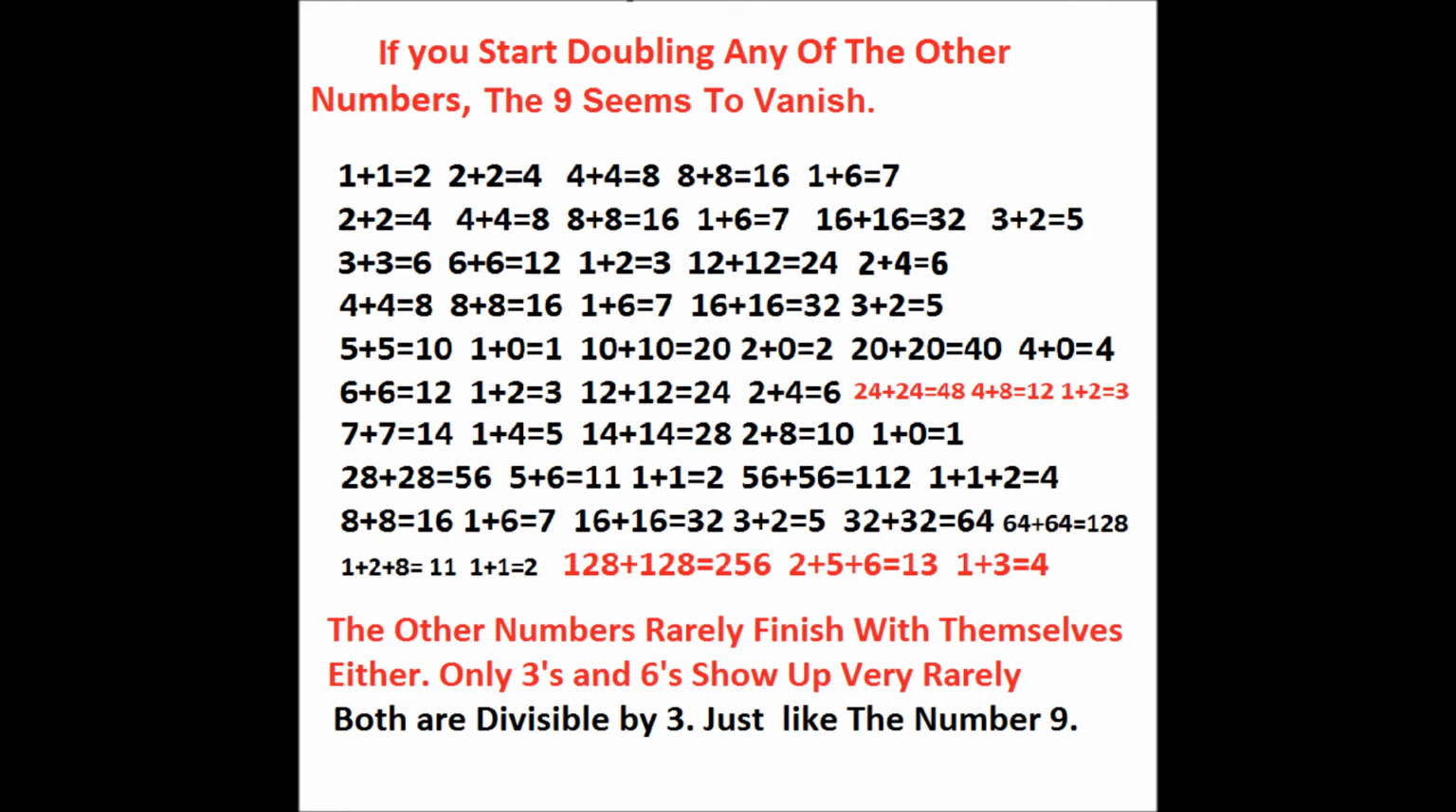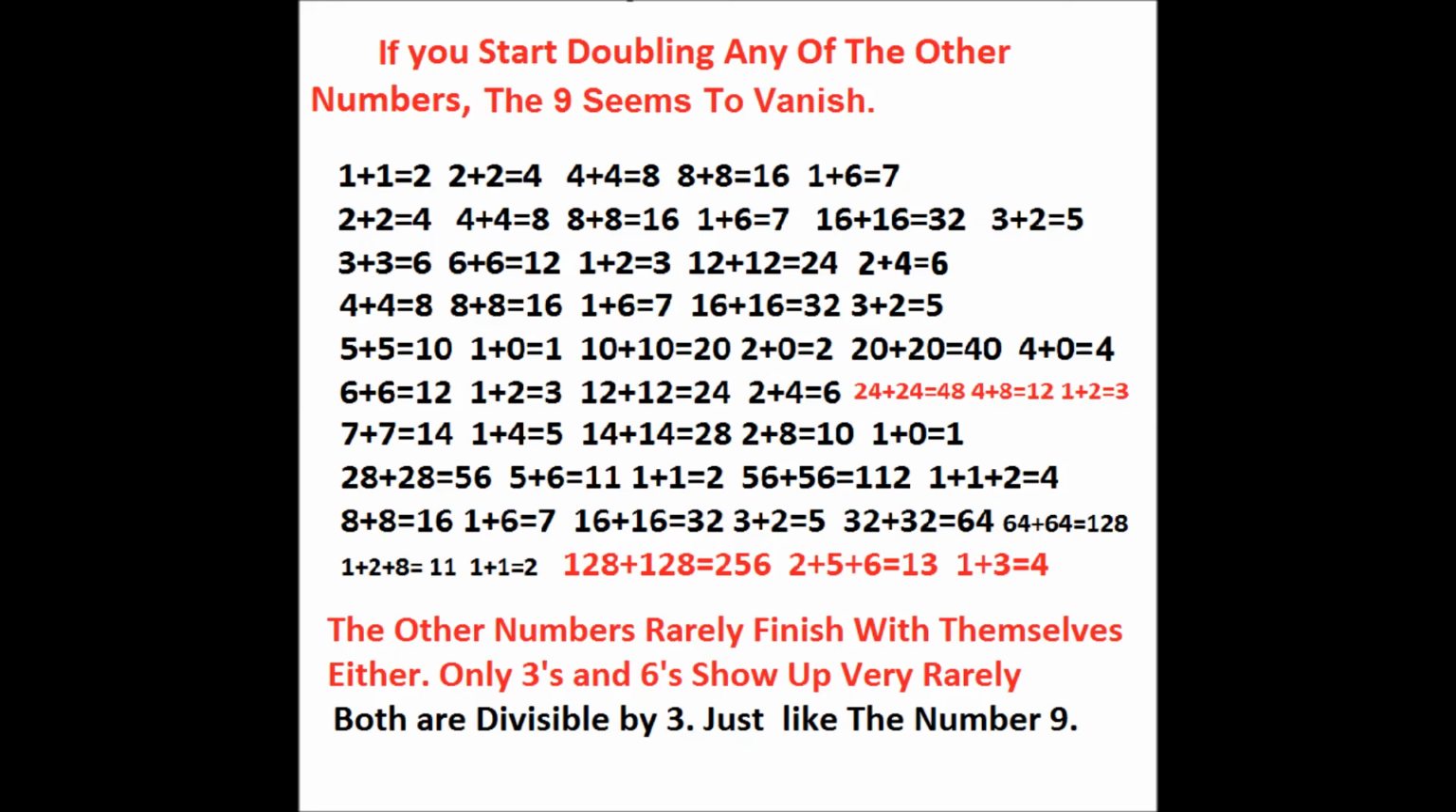Like 1 plus 1 equals 2, 2 plus 2 equals 4, 4 plus 4 equals 8, 8 plus 8 equals 16, but when you take the 1 and the 6, add them together, you get 7. Now this progression follows all the way down through the 2s, the 3s, the 4s, the 5s, the 6s. The only time that any of these numbers even add up to themselves when you double them are in the 3s and the 6s.